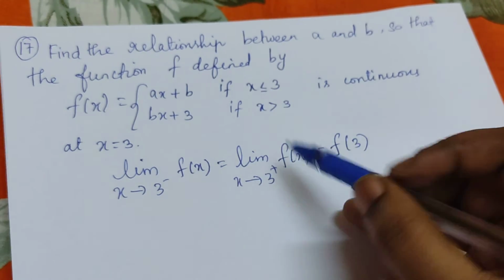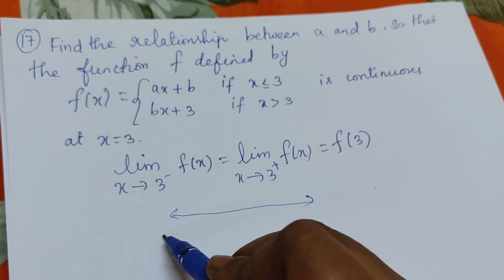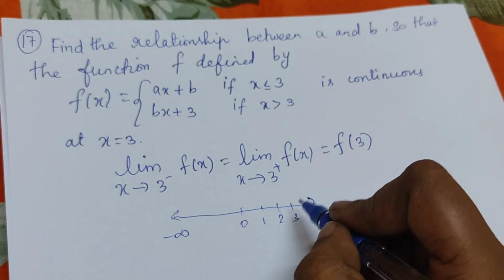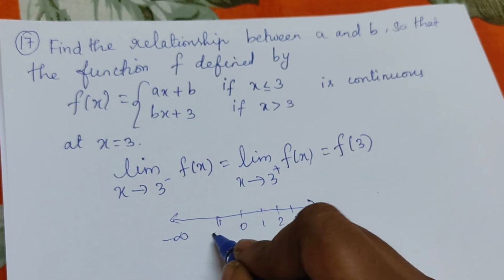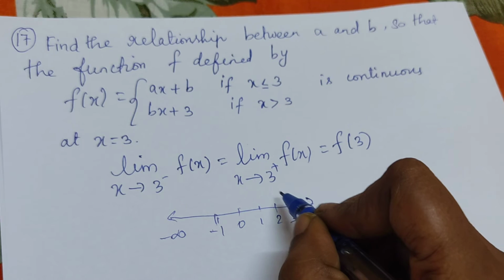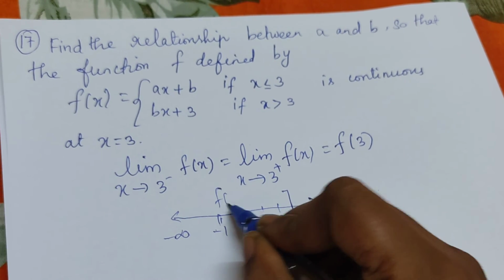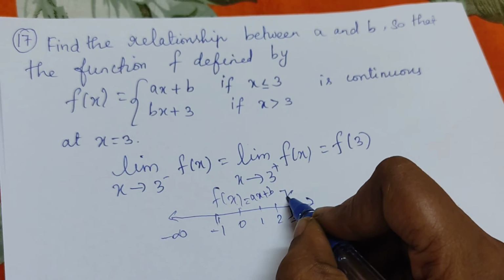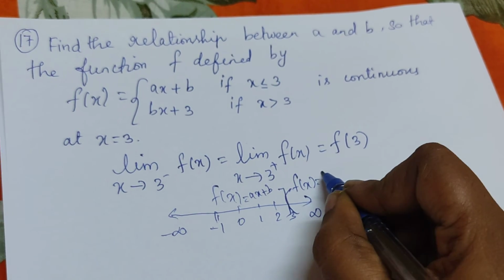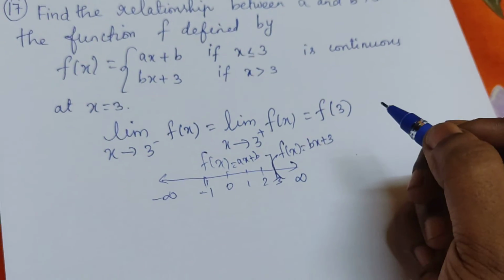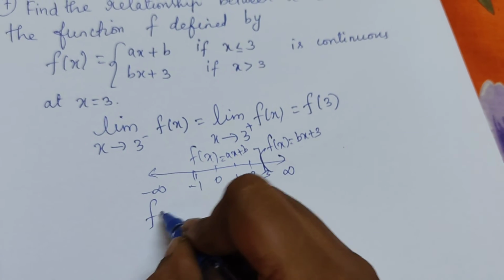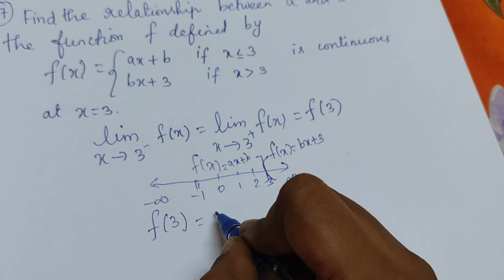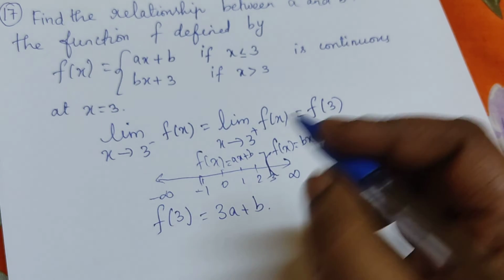So when the value of x is on the entire real line, going from minus infinity to plus infinity, with 0, 1, 2, 3 in the center, whenever the value of x is less than or equal to 3, the function will be ax plus b, and when the value of x is greater than 3, the function will take the bx plus 3 expression. Now we will calculate the functional value at x equal to 3. At x equal to 3, the functional value is 3a plus b.